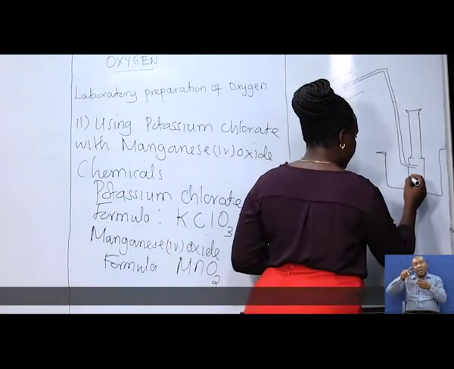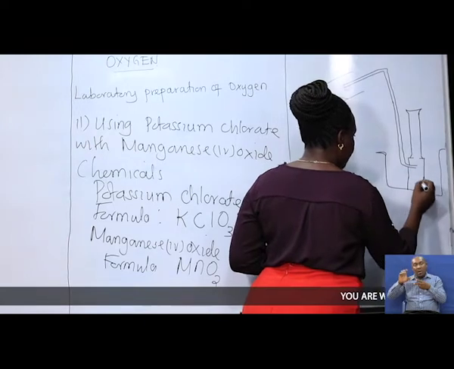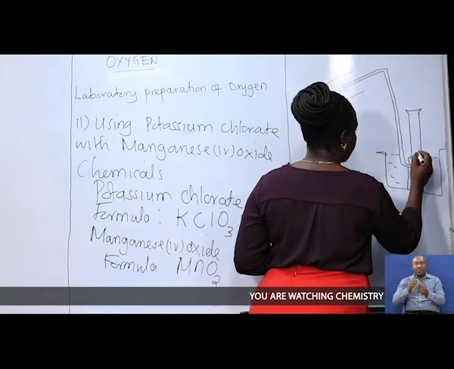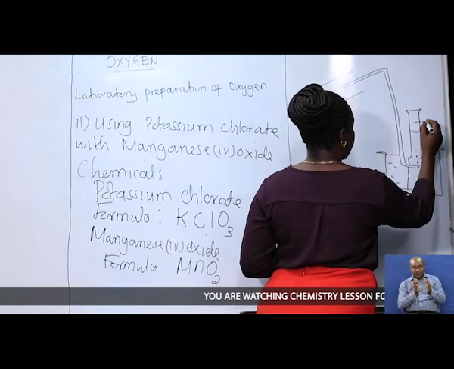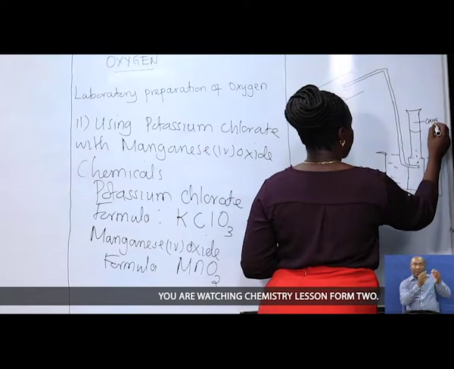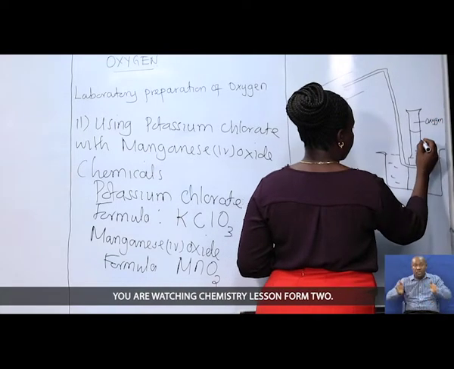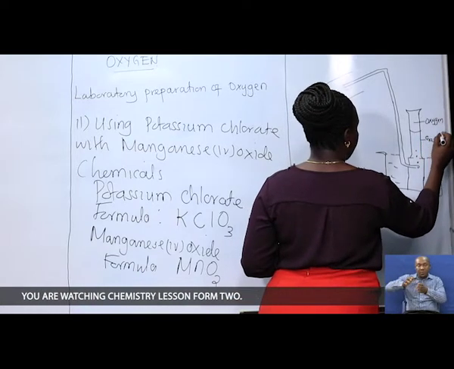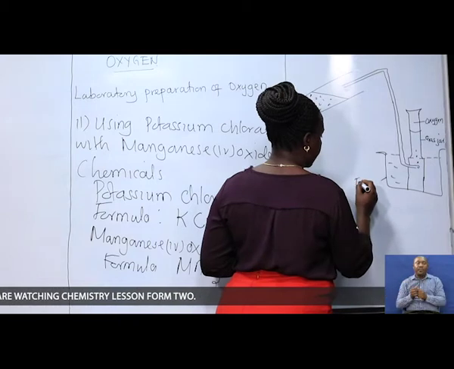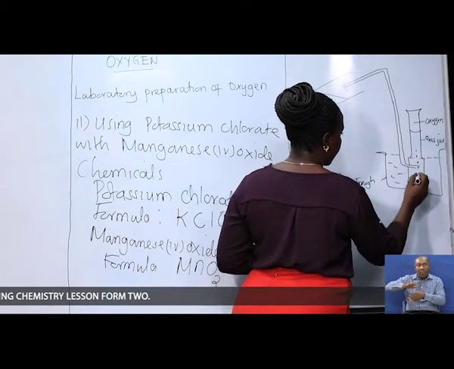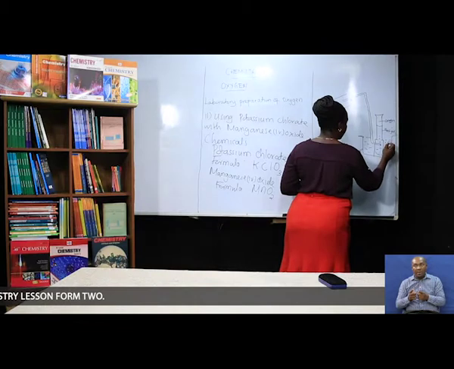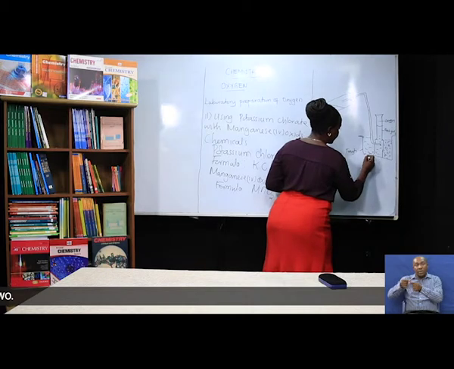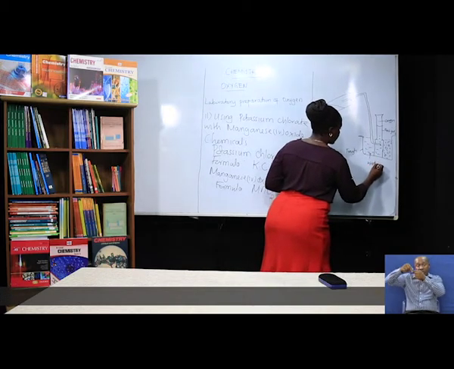And then this is the beehive shelf. Inside the trough there is water, and then oxygen is collected here. This is oxygen gas, and this is a gas jar. This is a trough. And inside the trough, we must fill water, because you're going to see why we collect oxygen by using water. We fill water.